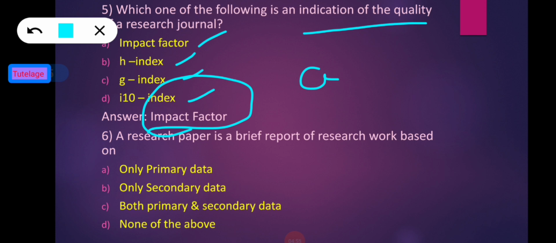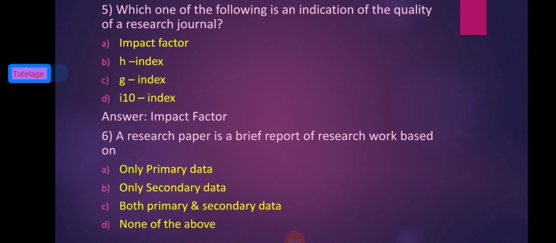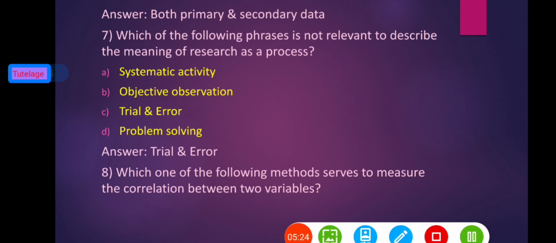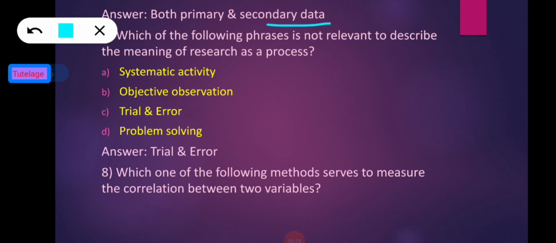So now going to the next question. A research paper is a brief report of research work based on primary data, secondary data, both primary and secondary data, and none of the above. Obviously a research paper is a brief report of research work based on both primary and secondary data. So option number C is the correct answer for this particular question, and this is the answer of the previous question. So now move on to the next question.